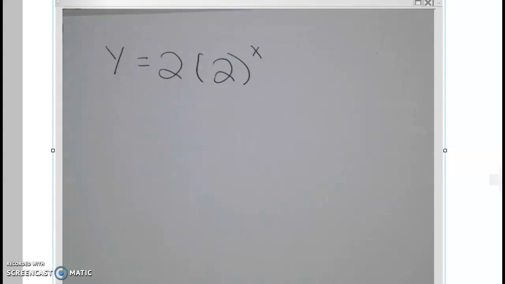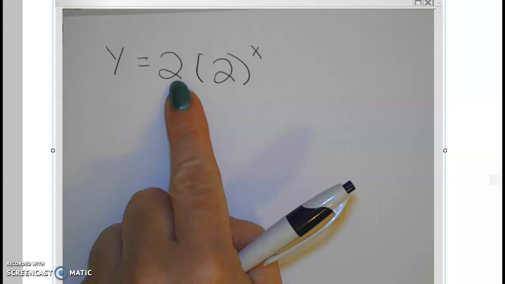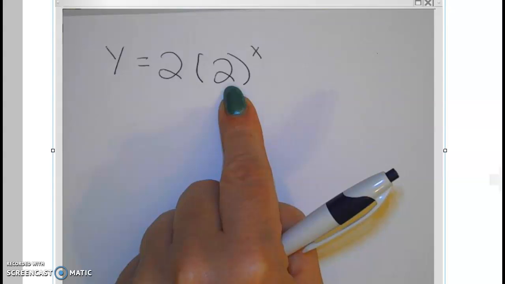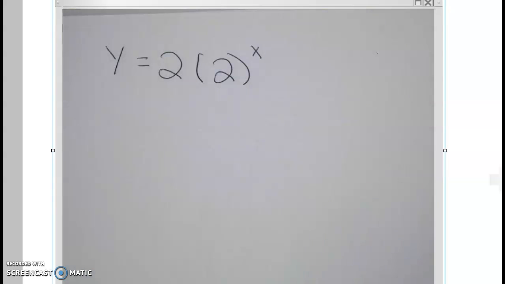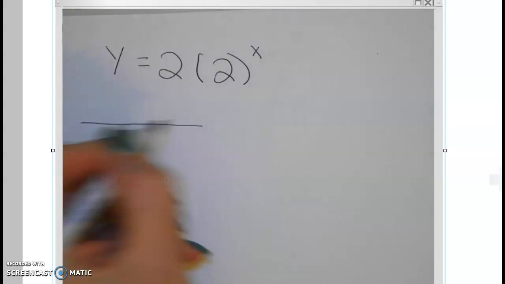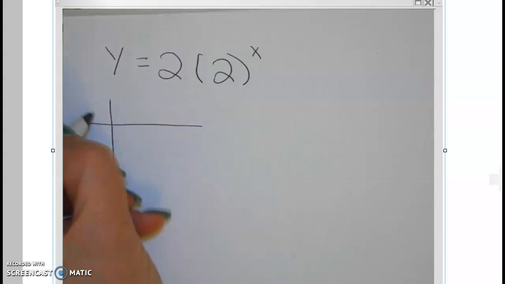So here I'm given a problem. It's y equals 2 times 2 raised to the x. First of all, its initial value is 2. It is growth because it is greater than 1. And my growth factor is 2. So that gives me everything I need to know. I am asked to create a table. So I'm going to create a table real quick, and then I'll also graph it. So we've got x.